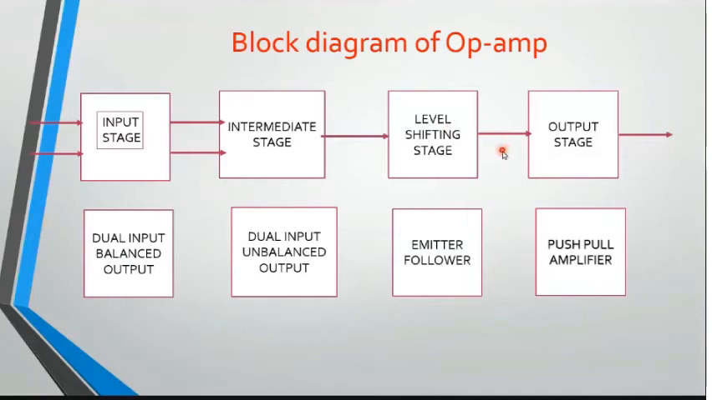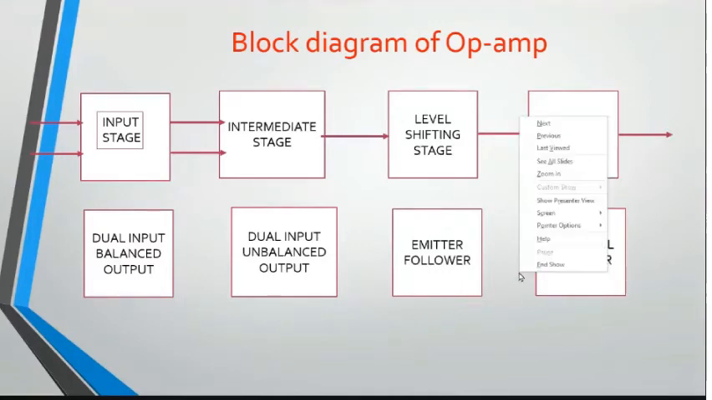Finally, the level shifting stage will be connected to the output stage. Here you have a push-pull amplifier where the actual amplification takes place. So in the first two stages, the operations take place. In the third stage, the impedance matching takes place, and the final amplification takes place in the fourth stage. So this is called the push-pull amplifier stage.